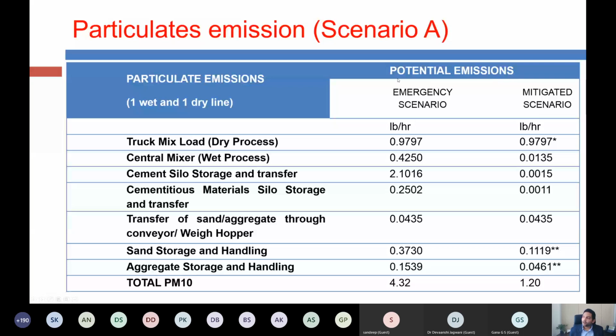One is the emergency scenario and one is the mitigated scenario. The emergency scenario is when the pollution control systems are not working effectively, and are not able to suppress or collect the dust coming out of this process. The mitigated scenario considers the engineering controls brought into the present scenario, when we try to control emissions at each transfer point and the silos and everywhere. What would be the effectiveness of these controls, and then we run the mitigated scenario.